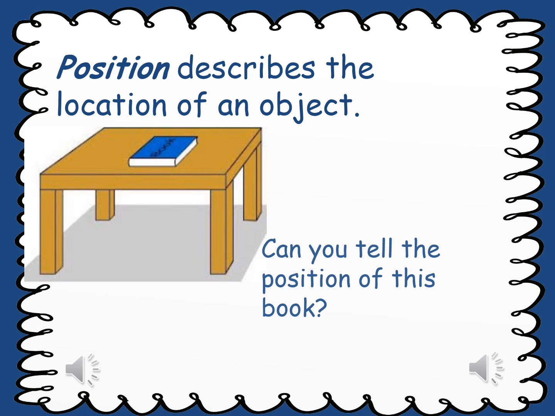When the book is on the table without moving, it is in position. But if you move the book from the table to another place, then the book is in motion.